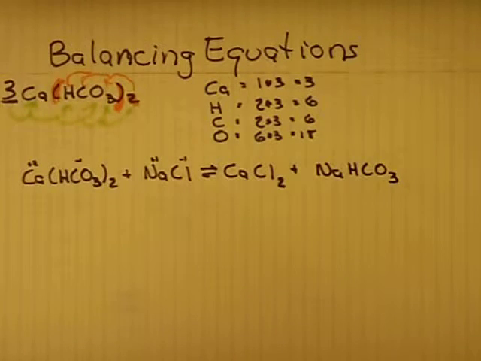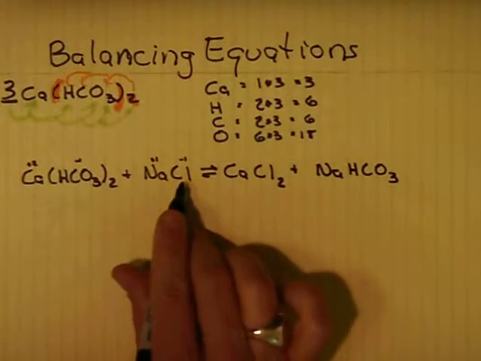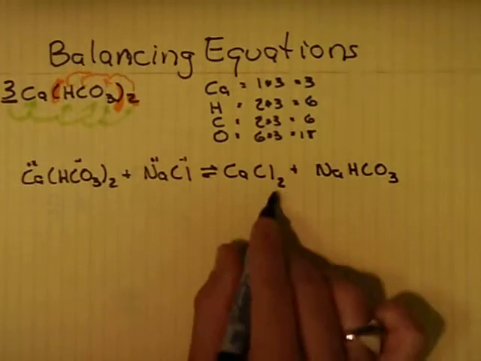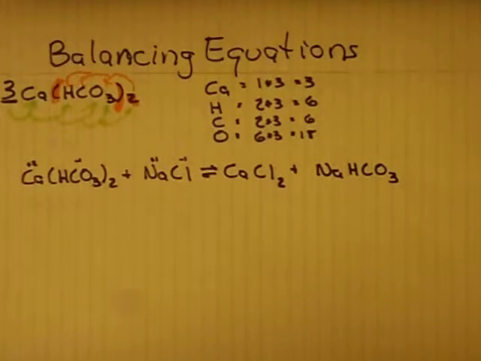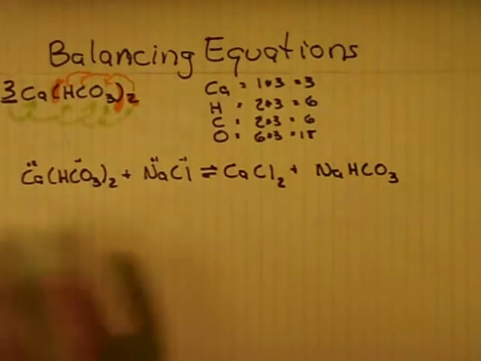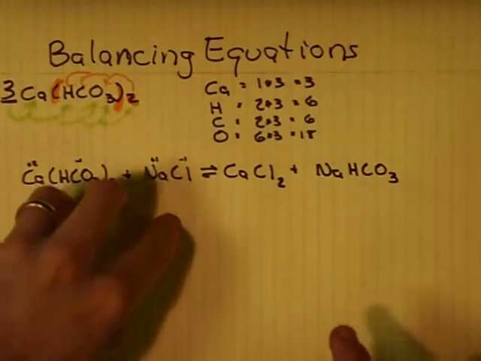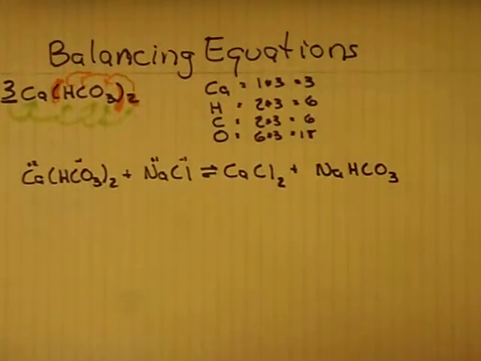So, is this balanced? Well, if we look at it right here, we can see we've got 1 chlorine here and we've got 2 over here. So we want to make sure that we've got the same number on the left side as the same number on the right side. So that's kind of going to be our challenge.